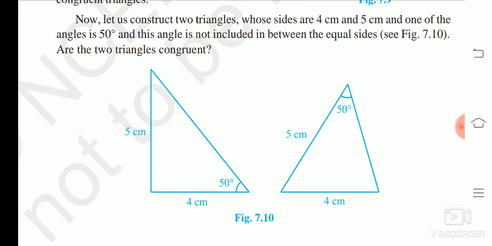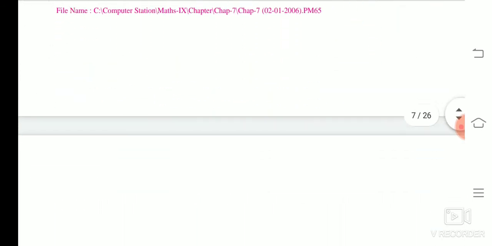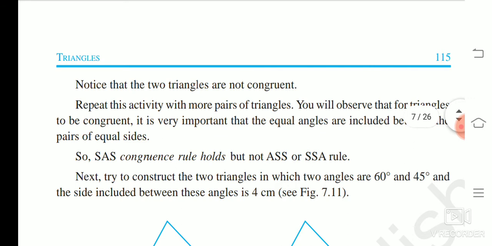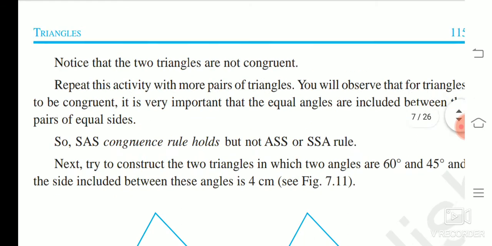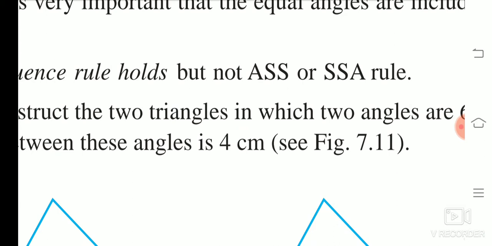Randomly means simply one side is given somewhere, two sides and another angle somewhere, so it's not a congruent form. So we need to tell the congruent form by using the SAS rule only. Here, side side angle is not possible. Side side angle is not a congruent form of a triangle. So this is the example. SAS congruence holds, but ASS or SSA is not a congruent form.